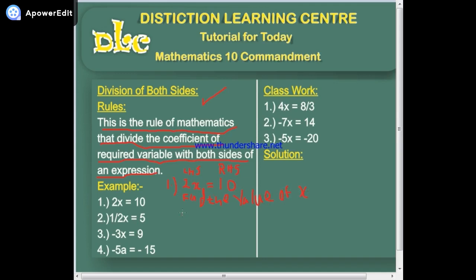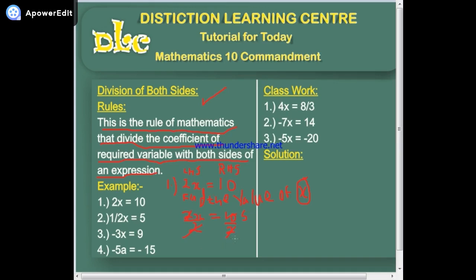We have 2x on the left hand side and 10 on the right hand side. So you will divide both sides by the coefficient of the required variable, which is x. So we divide both sides: 2x divided by 2 and 10 divided by 2. The 2 cancels 2, and how many 2s can we see in 10? That is 5. So our x will equal 5. That is how we apply the division of both sides commandment.